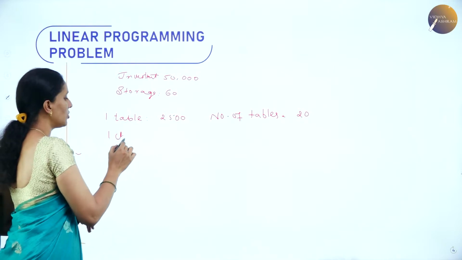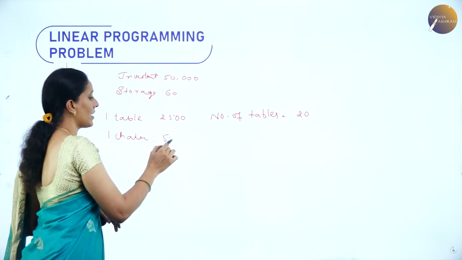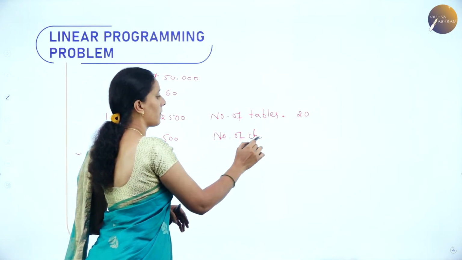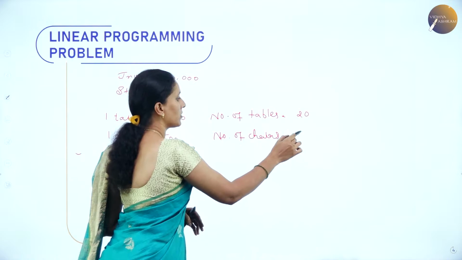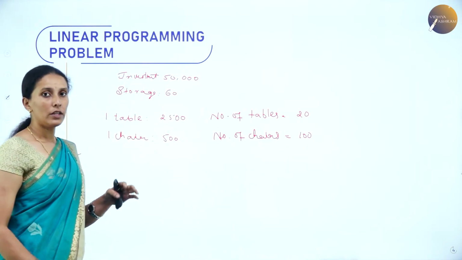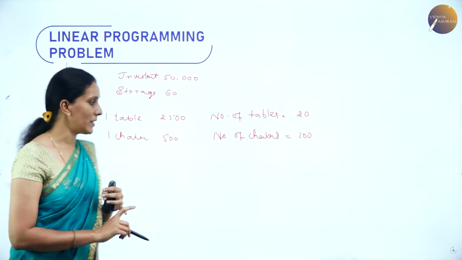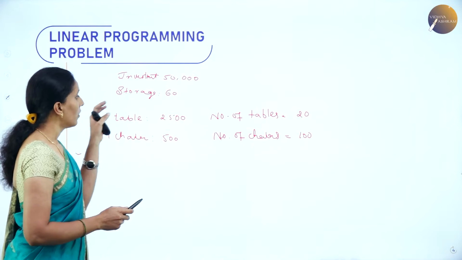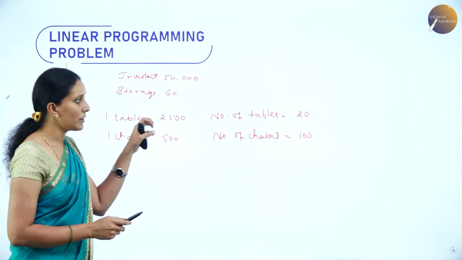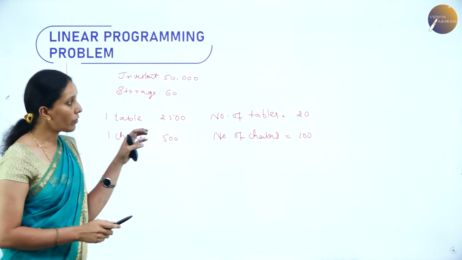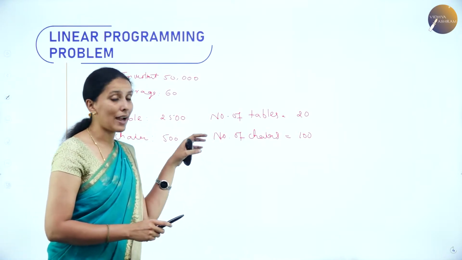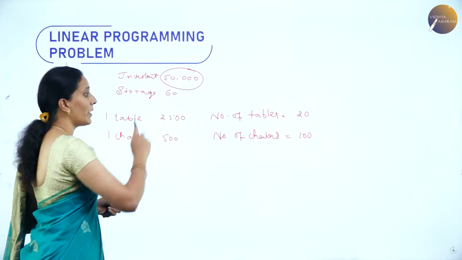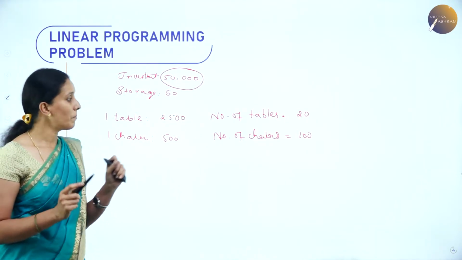Suppose the cost of one chair is rupees 500. Then the number of chairs he can purchase is 100. But we know that the storage capacity is only for 60 pieces. Suppose he purchases, for example, 10 tables or 50 chairs, or we can say 20 tables and 40 chairs, it varies. So his investment can also be divided between the number of tables and the number of chairs.